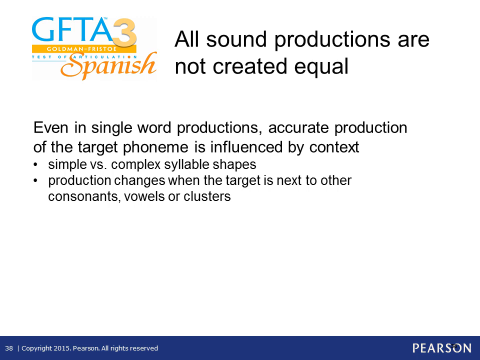All sound productions are not created equal. Even in single word productions, accurate production of the target phoneme is influenced by the context. Simple versus complex syllable shapes like CV, CVC, or clusters like CCV are not the same. Production changes when the target is next to other consonants, vowels, or clusters.